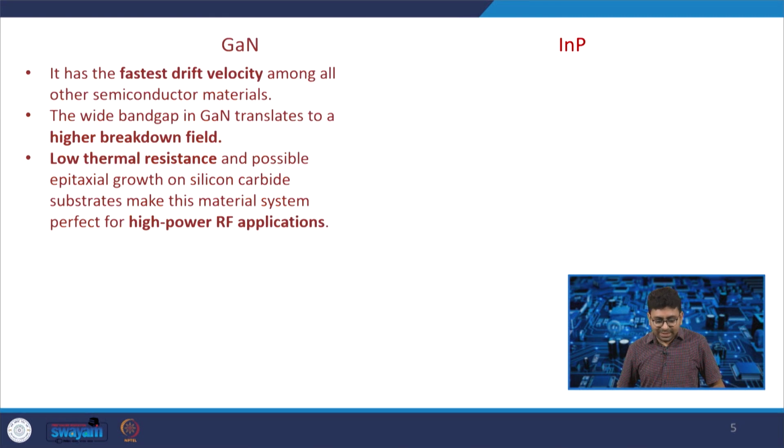Another class is GaN, which is dominating in terms of the power amplifier market, and it is another market that is high voltage application also. So, what is the advantage?